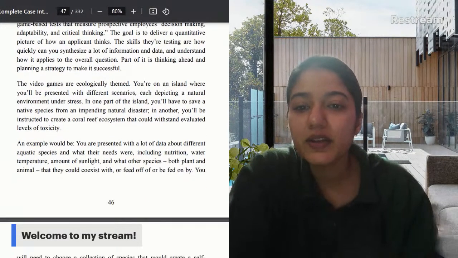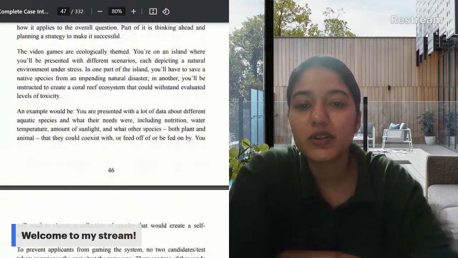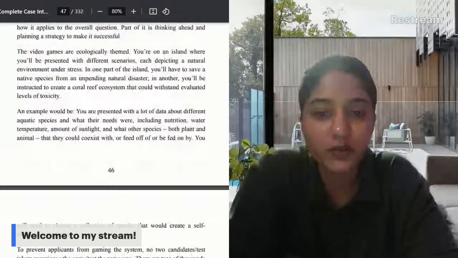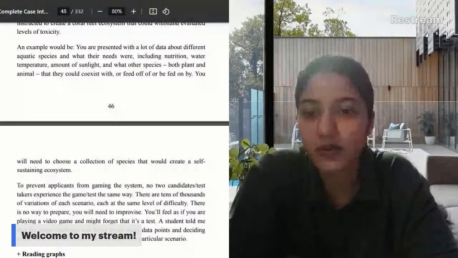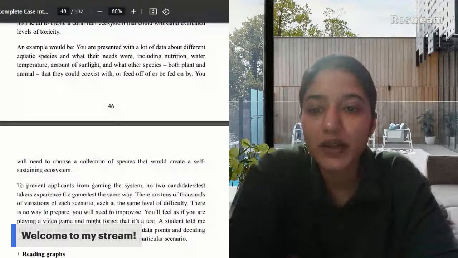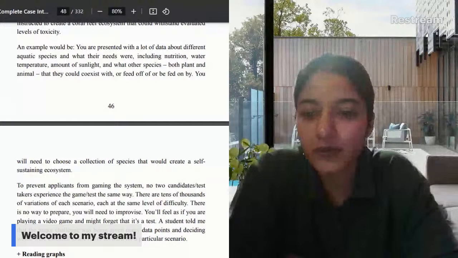An example would be you were presented with a lot of data about different aquatic species and what their needs were, including nutrition, water temperature, amount of sunlight, and what other species, both plant and animal, they could coexist with, feed off of, or be fed on by. You will need to choose a collection of species that would create a self-sustaining ecosystem.